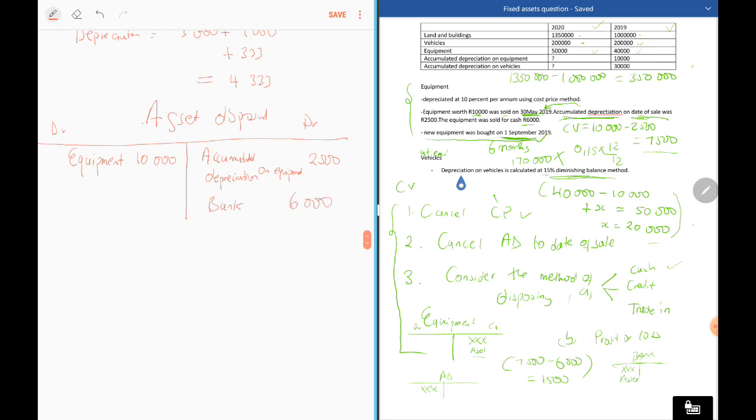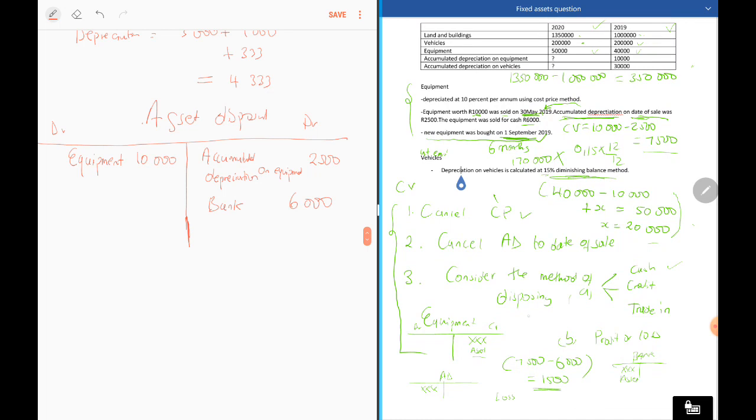How much? 6,000. Then remember, we made a loss. We made a loss of how much? We made a loss of 1,500. I think I calculated that loss somewhere. Okay, yes, I calculated that loss. Here's the loss, 1,500, right? So we made the loss. So a loss is an expense, right, guys? A loss is an expense.